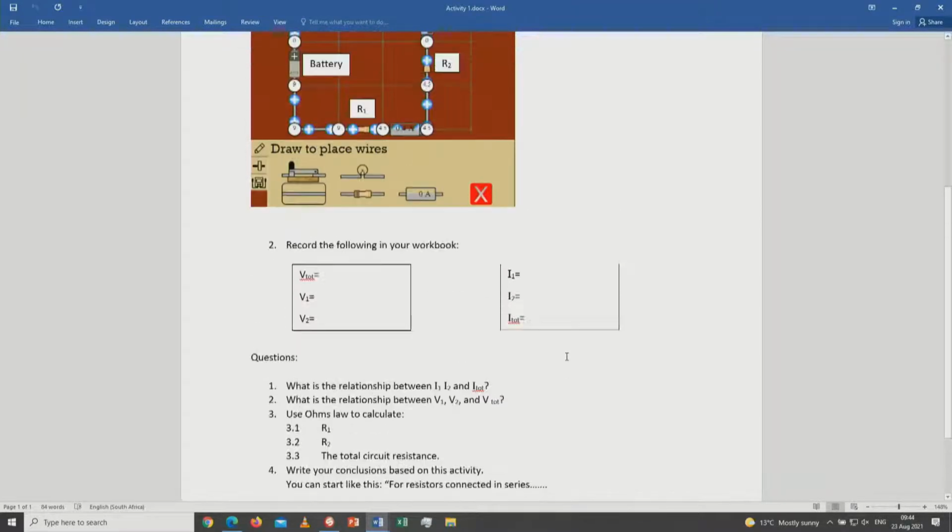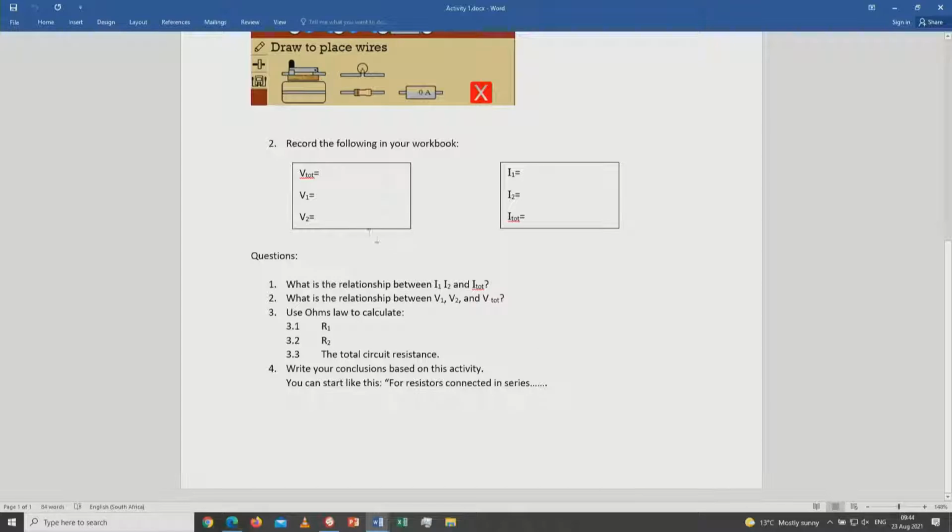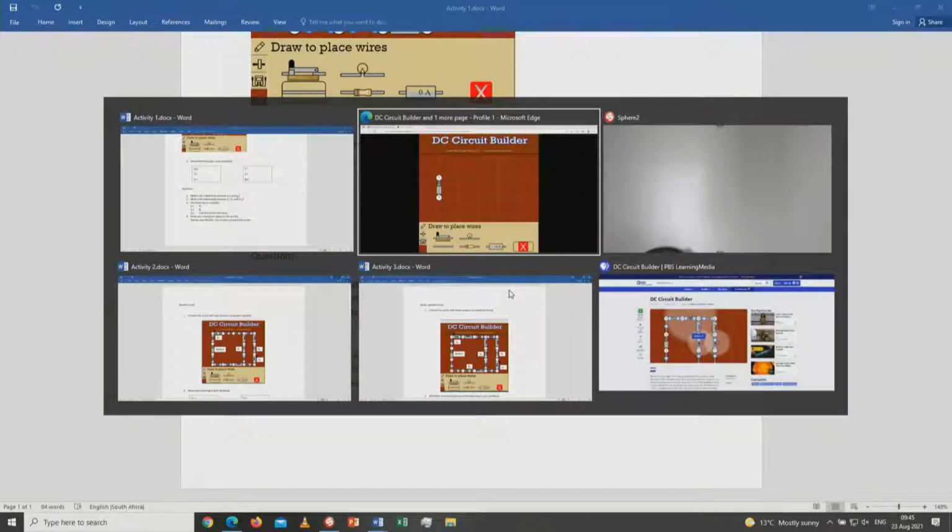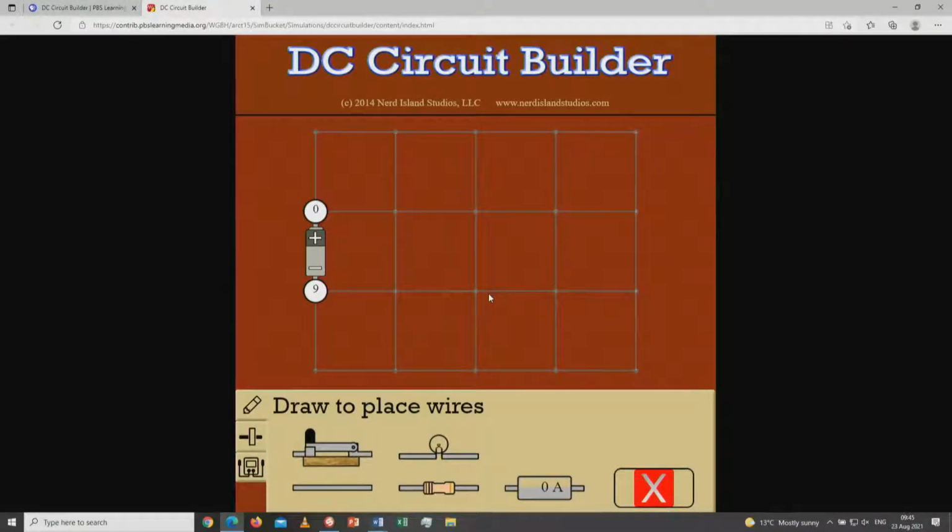So in this particular case, I'm going to quickly build the circuit, and then the learners, I hope you will quickly take note of that. In your workbook, you can just write V total, V1, V2, I1, I2, and I total, and then I will build the circuit, and then we will come back to this worksheet. So how are we going to build that circuit?